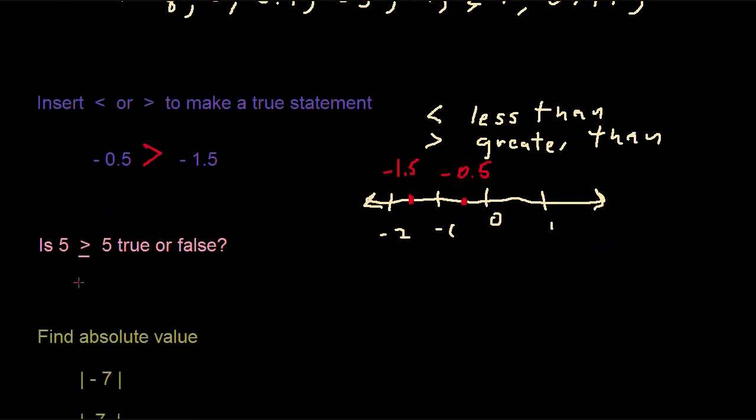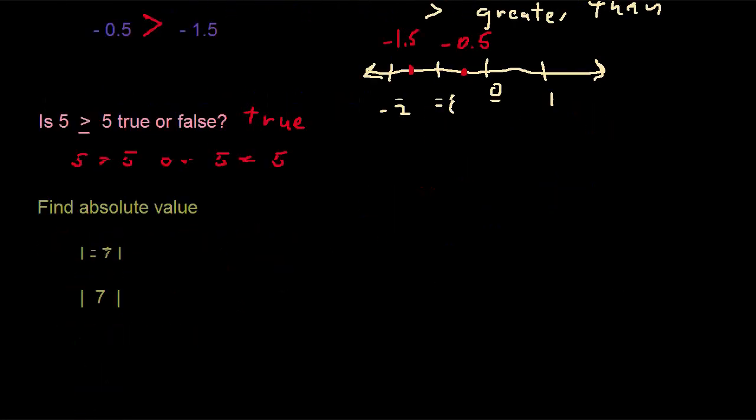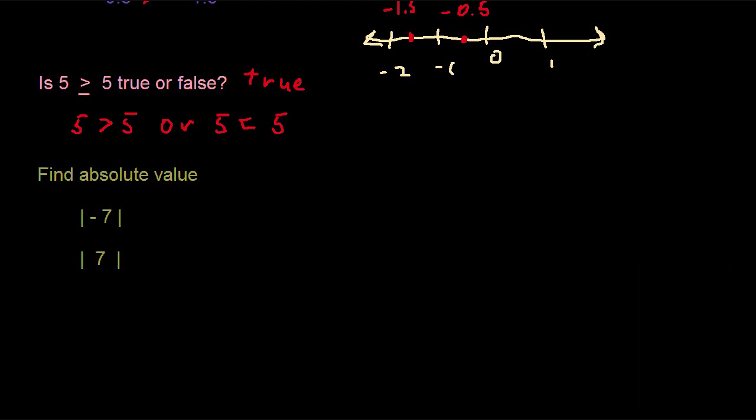The next statement is 5 greater than or equal to 5, true or false? Well, greater than or equal to is what that symbol means. And we see that yes, 5 is equal to 5, so that's true, even though 5 greater than 5 is not true. Only one of them has to be true, and so we get a true statement.